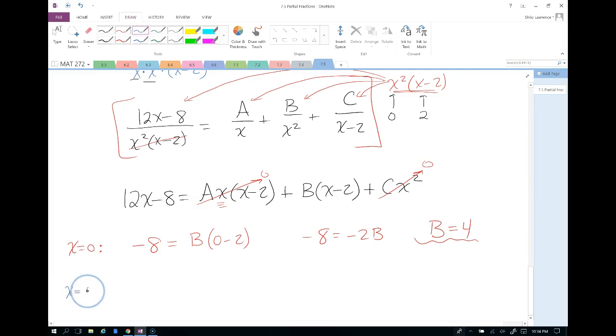Our other value we said we could plug in is 2. So if we plug 2 in everywhere for this equation, 2 times 12 is 24, minus 8 is 16. So on the left we get 16. Anything with a factor of x minus 2 is going to zero out. So this one zeroes out again, and this time this one zeroes out. So the a and the b are gone. But this time we can solve for the c. So I've got c times 2 squared. So 16 equals 4c, which means c has to also be 4.